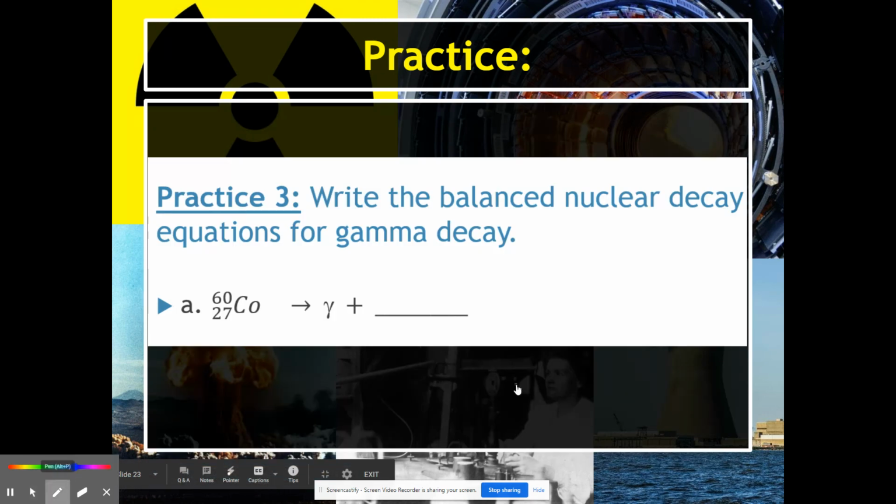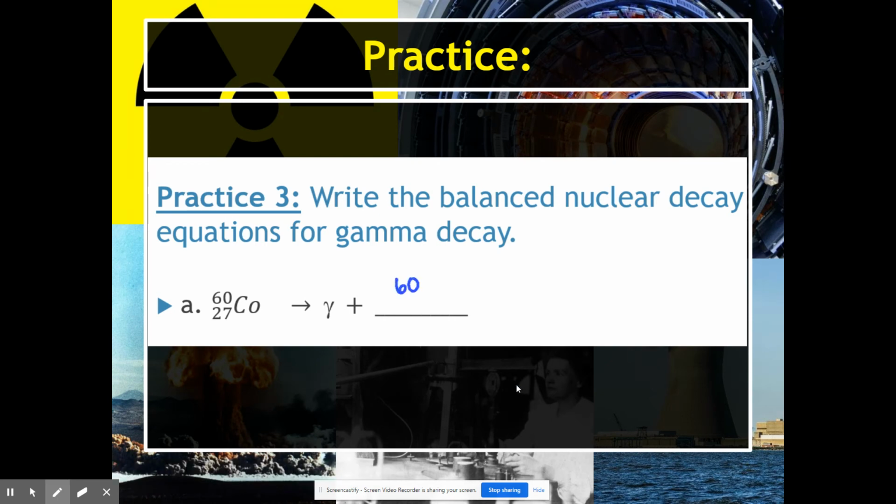Here's one practice for gamma. Write the balanced nuclear decay equation. So our atomic number stays the same, our mass number stays the same, and our element stays the same.